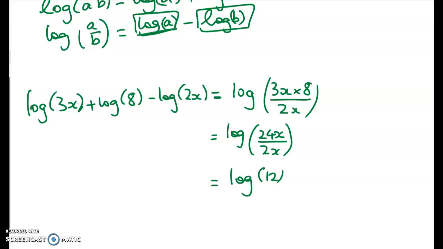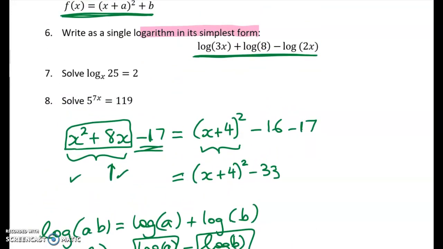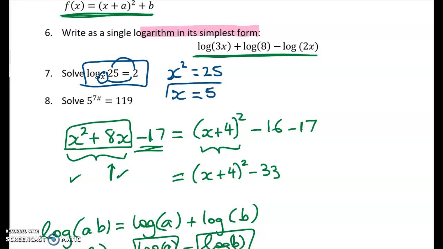Okay, on to question 7. 7 is a really, really nice, easy one. This is the first kind of log question that we learned when we learned how to switch between logs and powers. So this is so straightforward, I'm going to do it right here. We're using the loopy thing, right? So x squared equals 25. So x is equal to 5. Now just notice that x can't be equal to negative 5 because the base of a log is always positive.